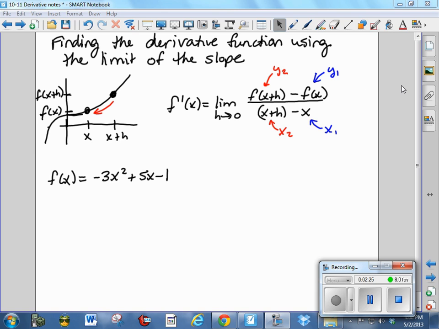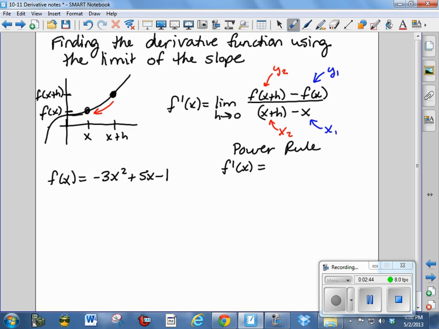And that's what we're going to do algebraically now, using the function f of x equals negative 3x squared plus 5x minus 1. Before we get started, let's use the power rule just to show what we hope to end up with at the end. So the power rule says that f prime of x is equal to negative 6x plus 5. So that's the derivative function that we should find at the end of this process.